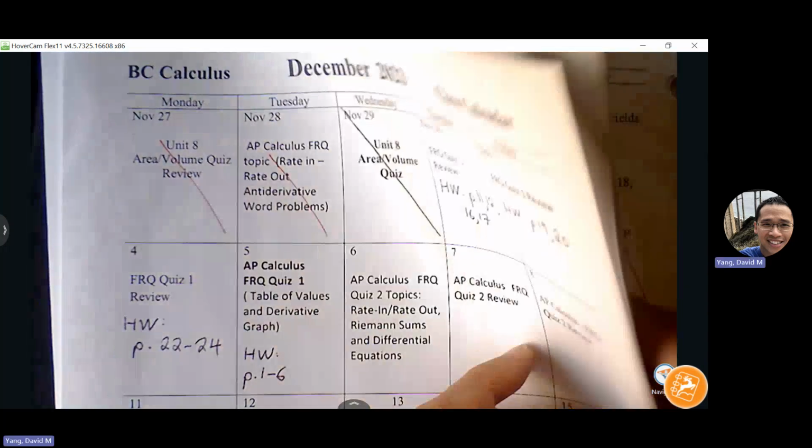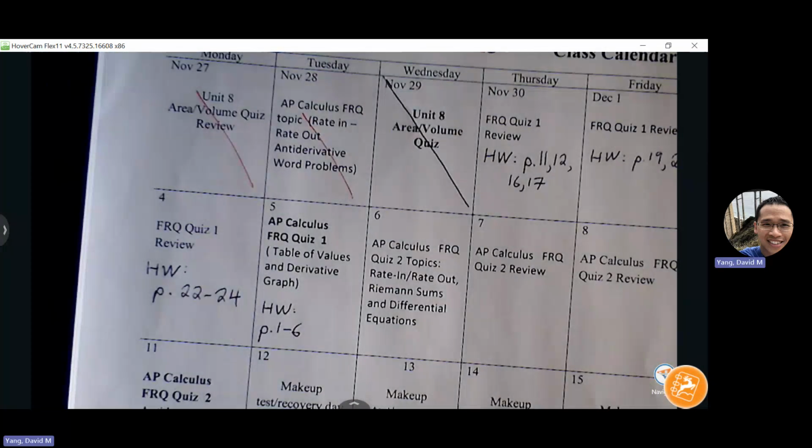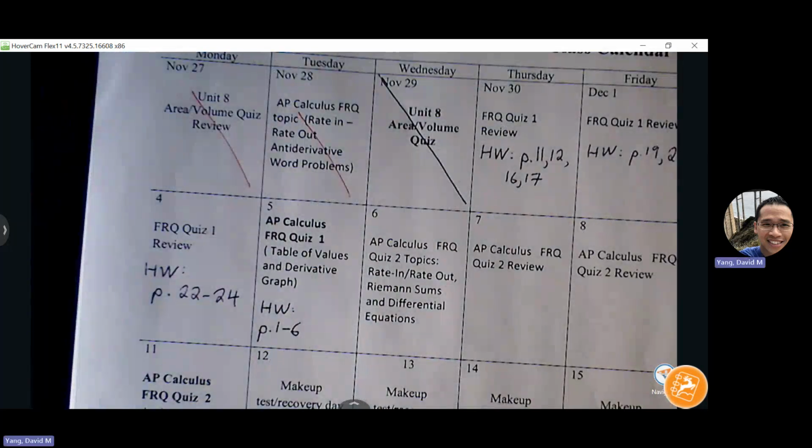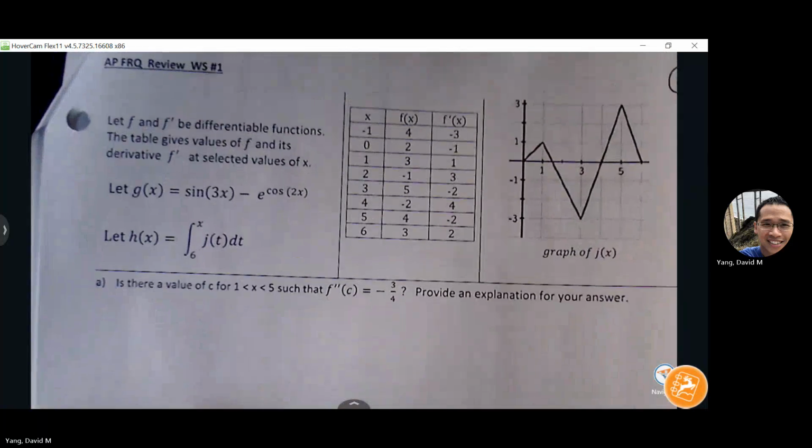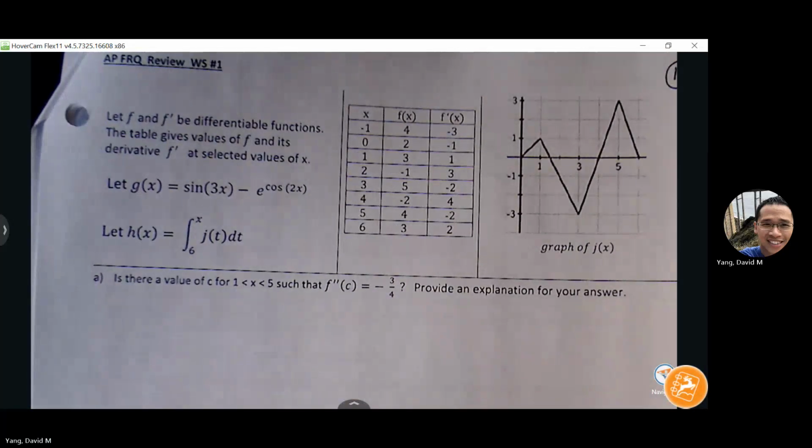I like to start off with this FRQ because I like how it covers a lot of AB topics that we've seen and meshes them all into one problem. All right, so let's read the problem here.